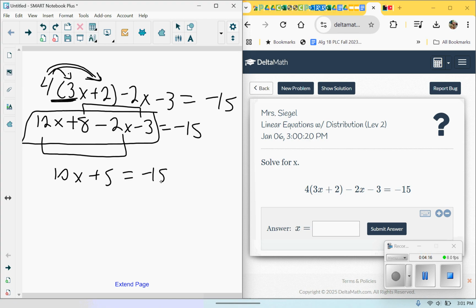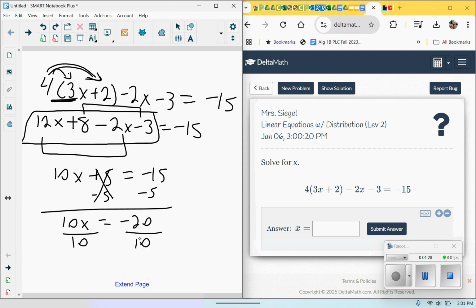Now I can start eliminating to get the x by itself. I'm going to subtract 5 from both sides. Those cancel. I get negative 20. I'm going to divide by 10. So x is equal to negative 2.